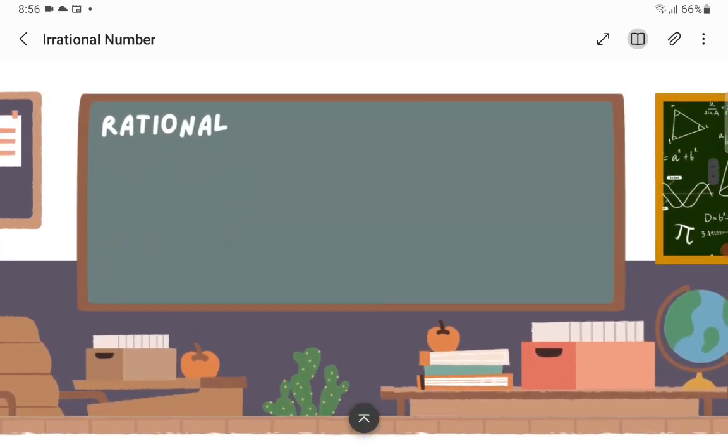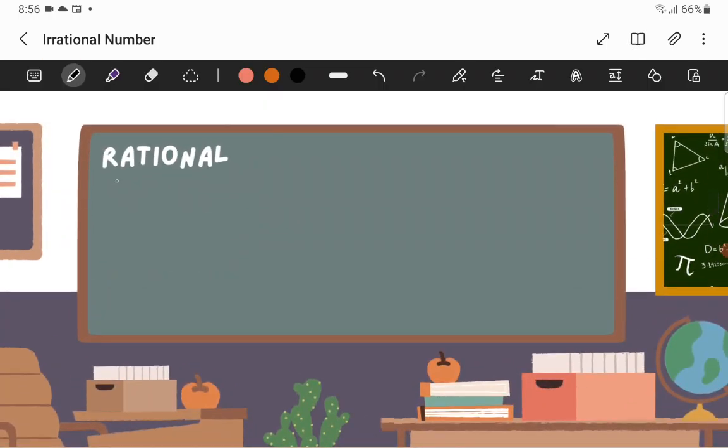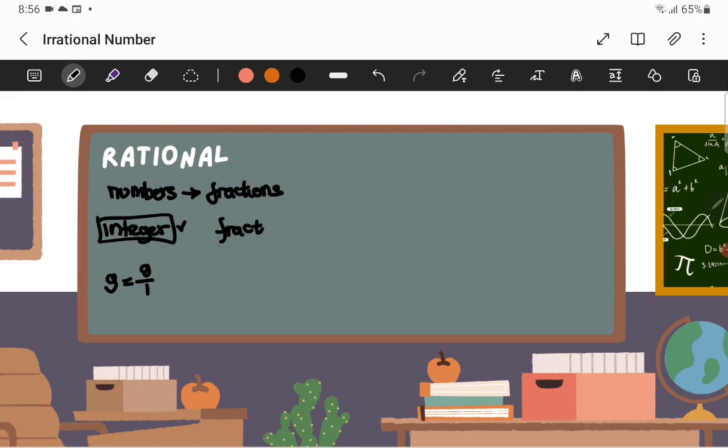We go to the rational. The definition of rational will be numbers that can be converted into fractions. Integer. The example of an integer will be 9. 9 can be converted into a fraction. Yes, 9/1. All integers can be converted into a fraction. Integer, rational, fraction. Of course, fractions will be rational.